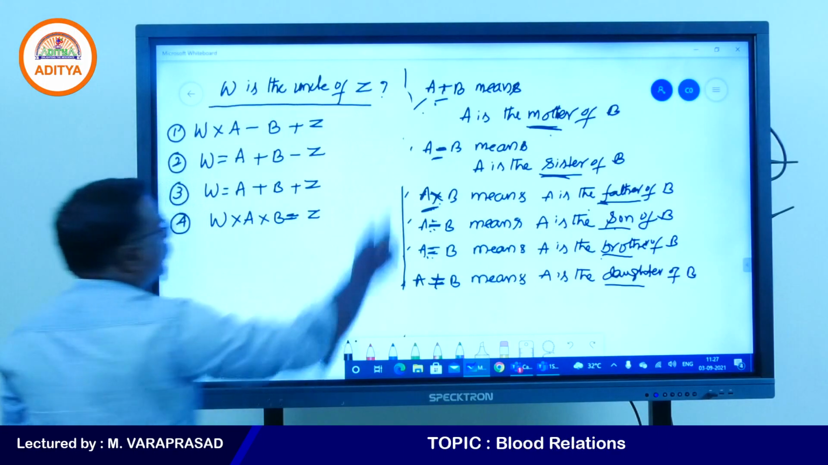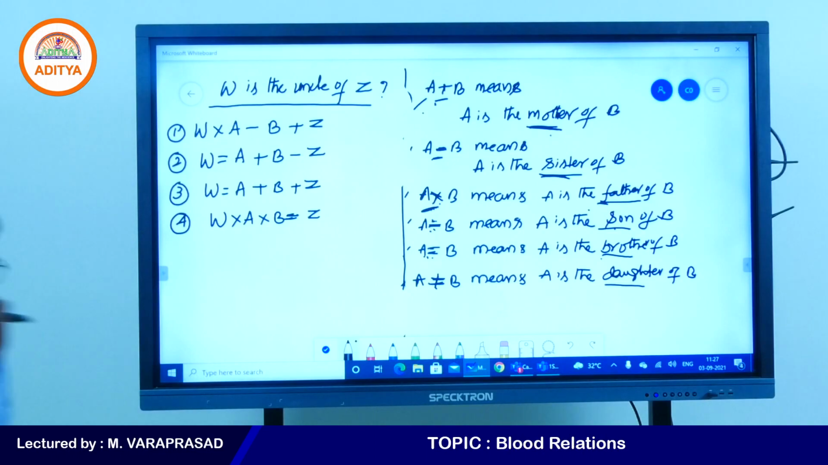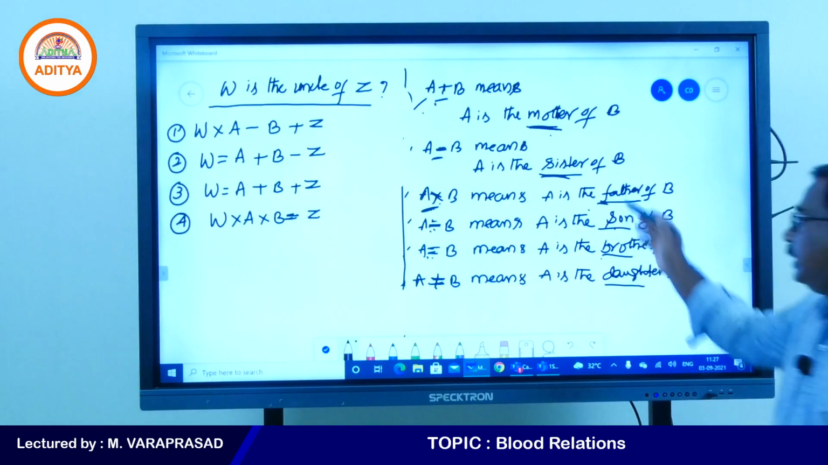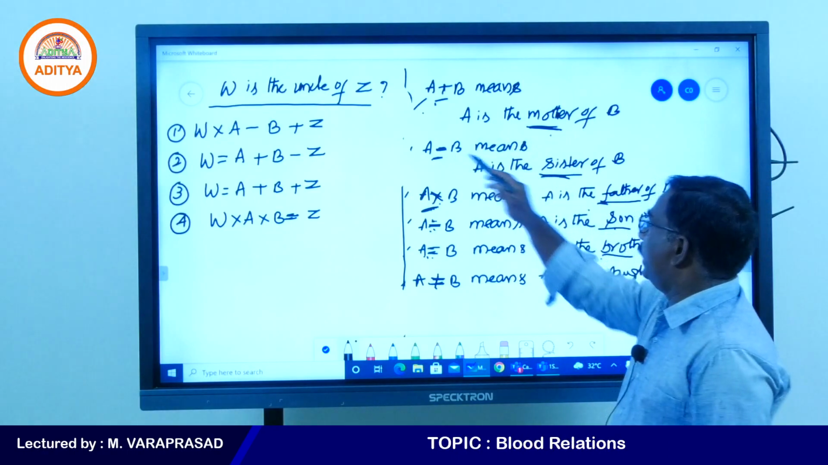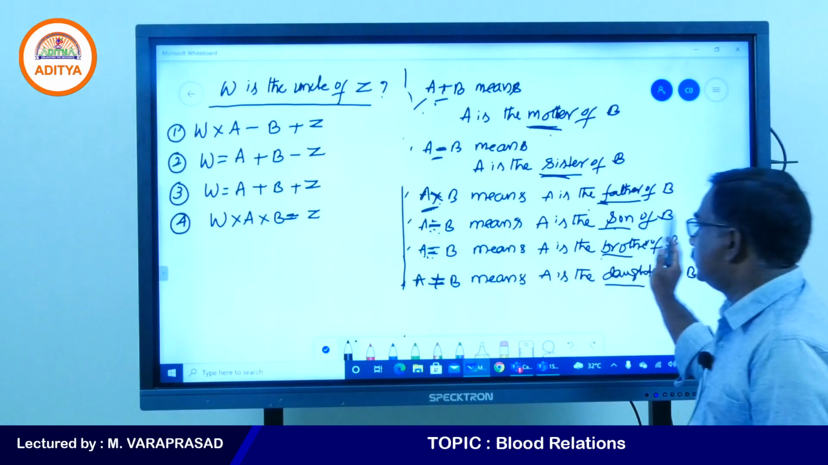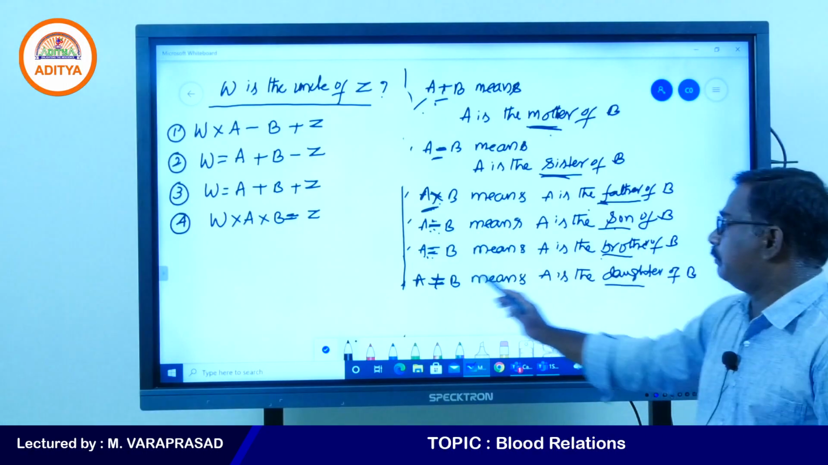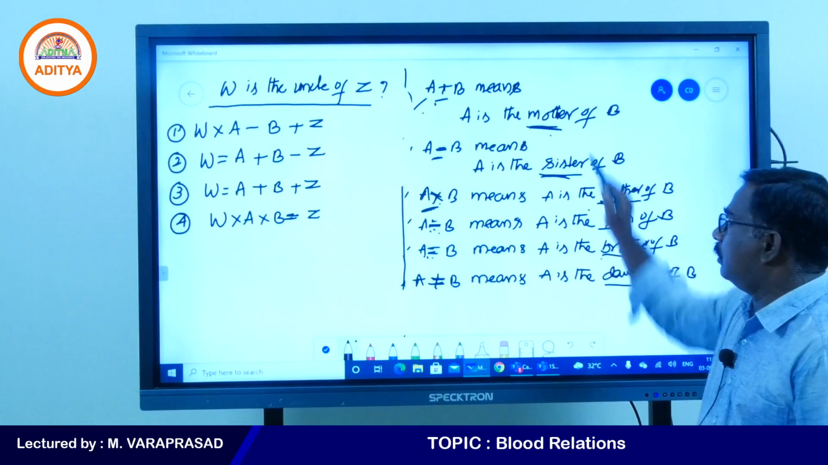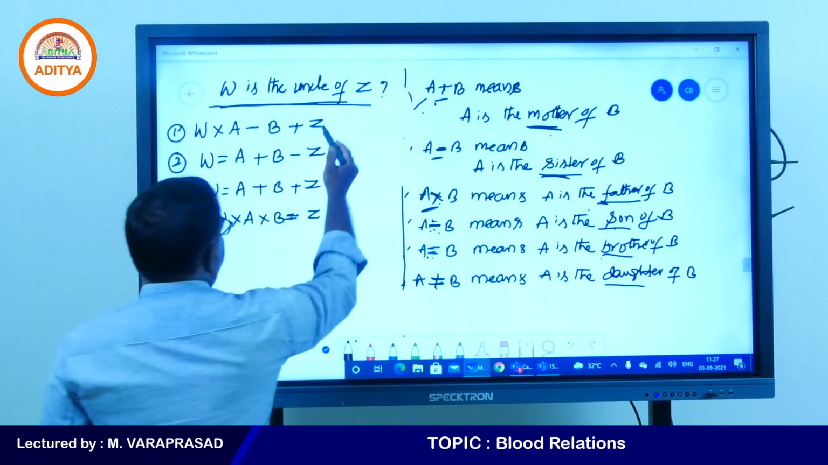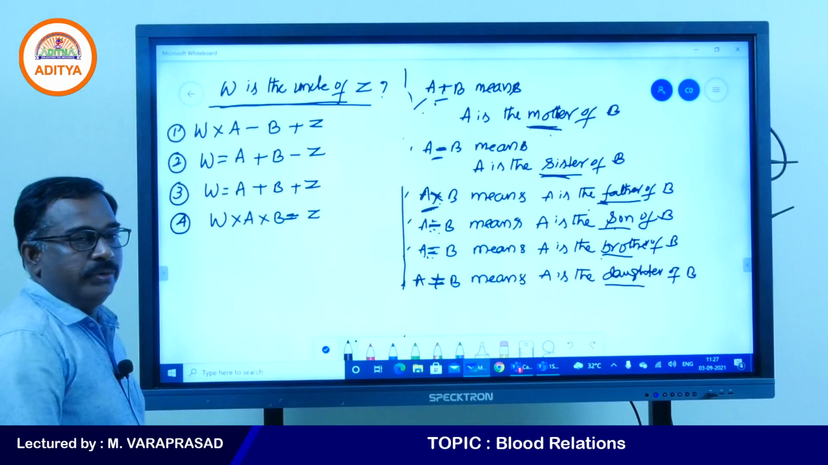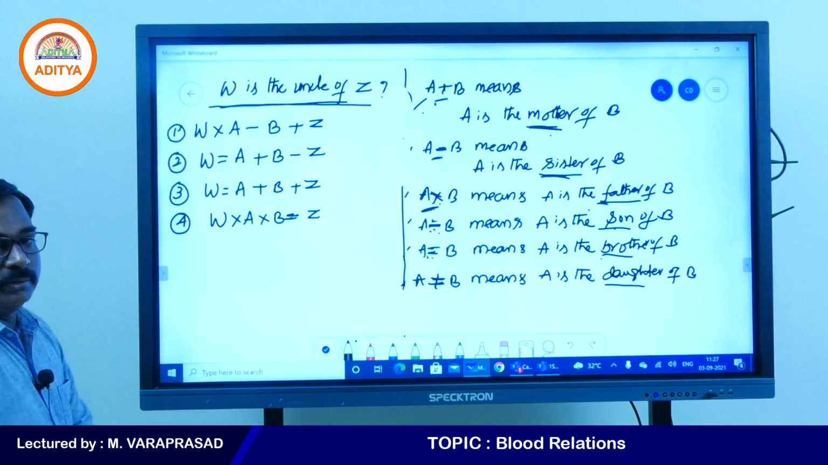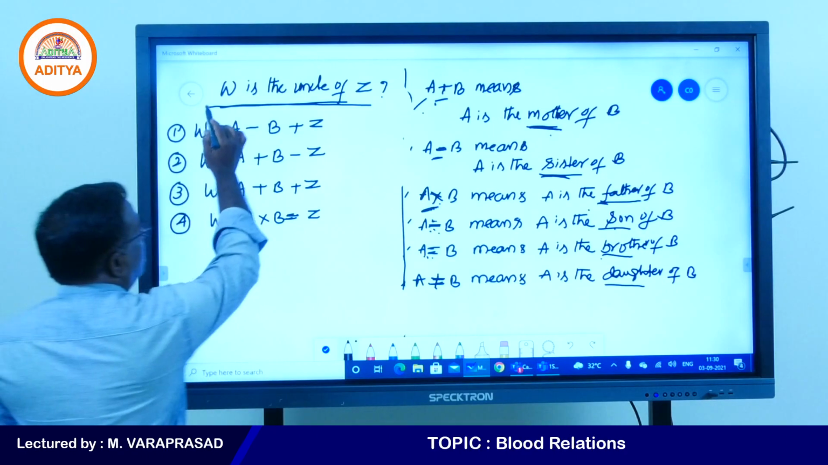W is the uncle of Z. Use the relations here: plus means mother, minus means sister, into means father, divided by means son, equal to means brother, not equal to means daughter. Use all these relations and find which one gives W is the uncle of Z. You need to check every option, and wherever you get the correct option, you can stop.